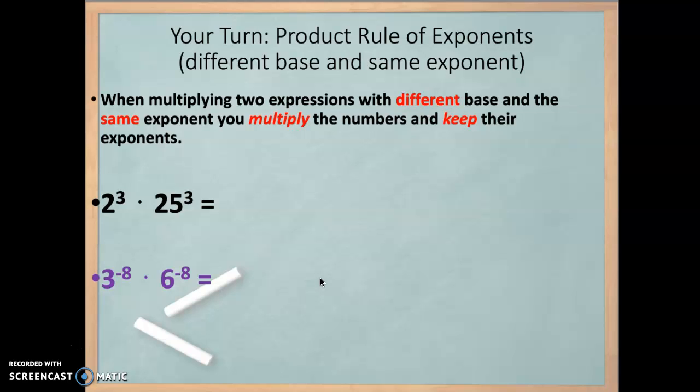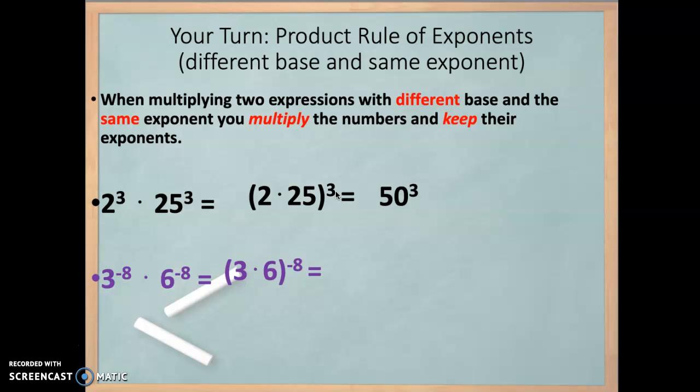All right, let's check it out. In this case, if I look at my bases, they're 2 and 25. So I'm going to multiply my bases, but my exponent goes here. In this case, 2 times 25 is 50. And if you put 50 to the power of 3 in your calculator, you will get the final answer.